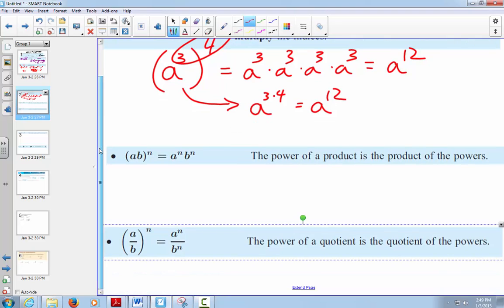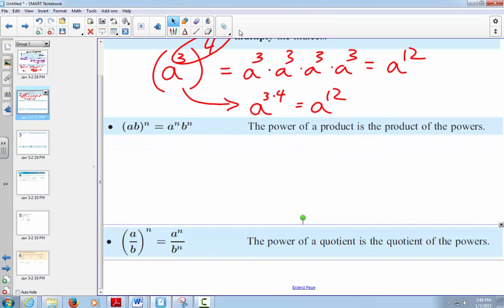Now, this quickly can be used for a couple other laws. We have here the power of a product. We're going to take ab to the power of n. That means I have a to the power of n and b to the power of n.